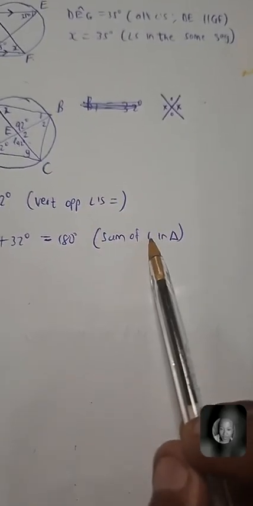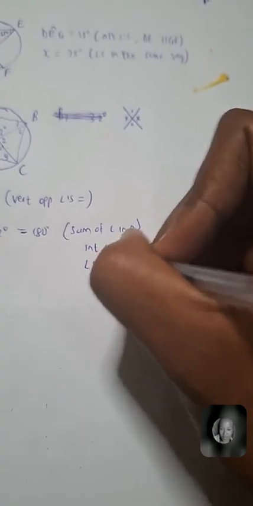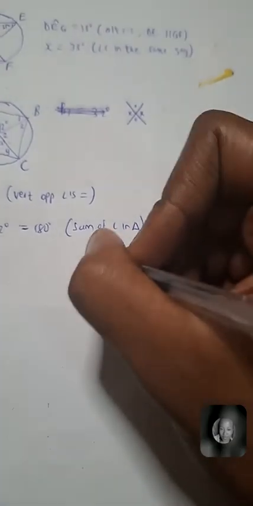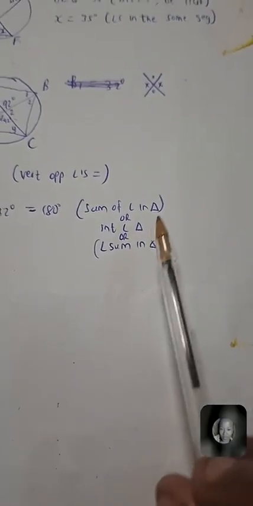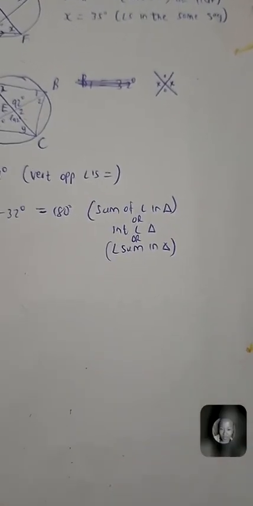I'm learning how to say the sum of angles in a triangle, or you could use interior angles of a triangle, or you could use angle sum in a triangle. There's one of three reasons that you can use. Now you must choose one, and you must stick to it now and forevermore.